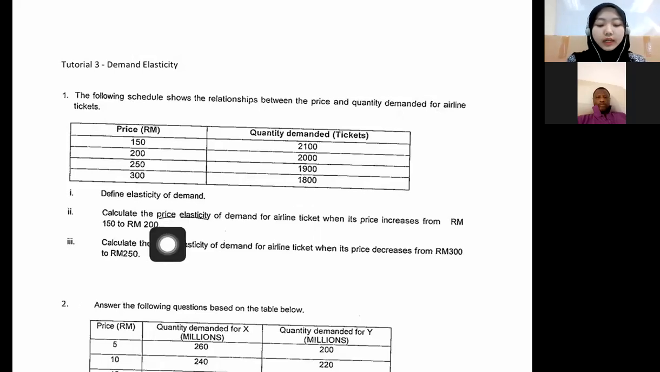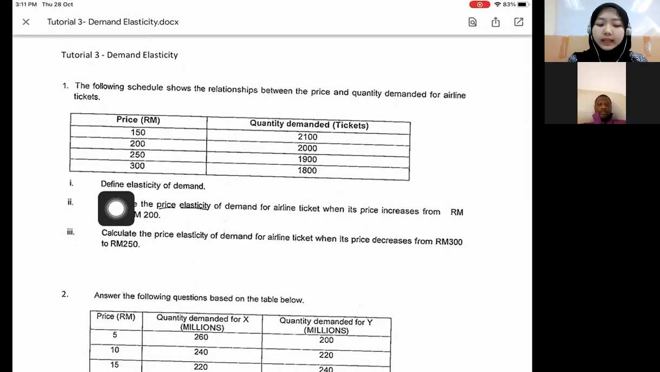So they ask you to calculate the price elasticity, and they give you a table. They provide you a price and also the quantity demanded, and then maybe they will give you the price that is increasing or decreasing, meaning the change of the price. Both parts of question 1 ask you about price elasticity. And in part 1I, they ask you to define elasticity of demand, meaning you just have to give the definition of elasticity of demand only.